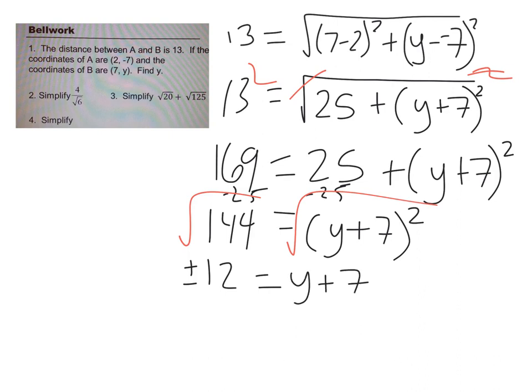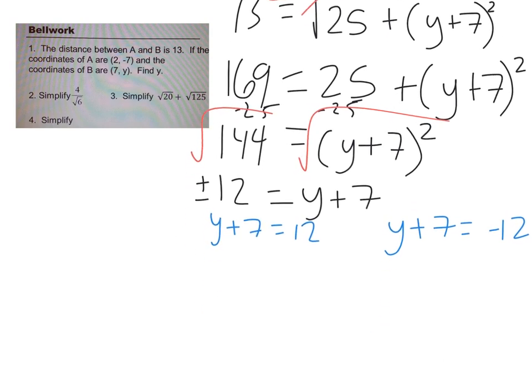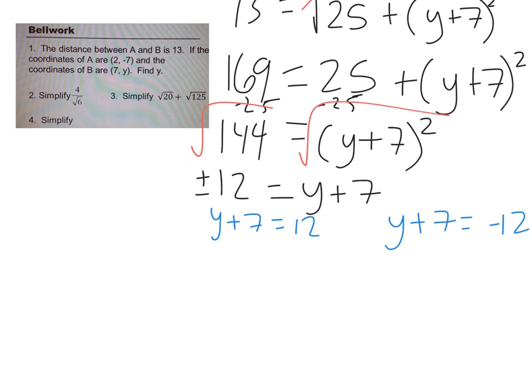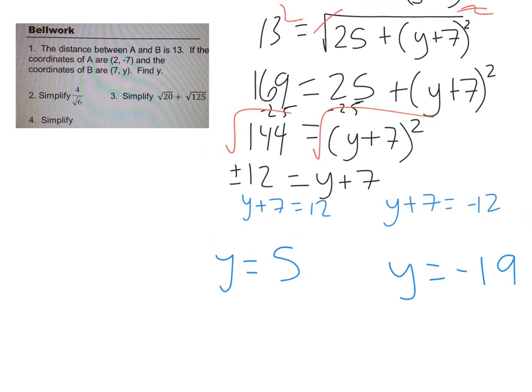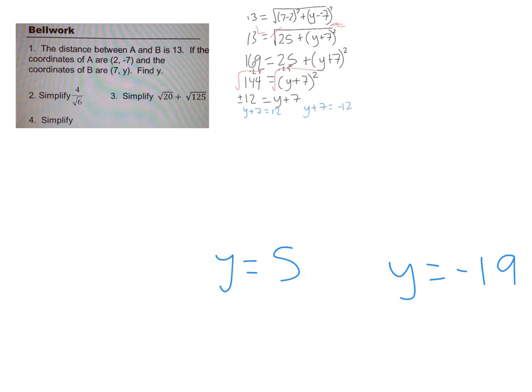All right? So I get basically two little equations that I'm going to work with here. So let's see. I've got y plus 7 equals 12, and y plus 7 equals -12. Alrighty, I'm going to scooch some of this stuff up. There we go. And I'm going to get y equals 5 and y equals -19. Alright, so there we go. We got two different solutions. That is common with these types of problems.